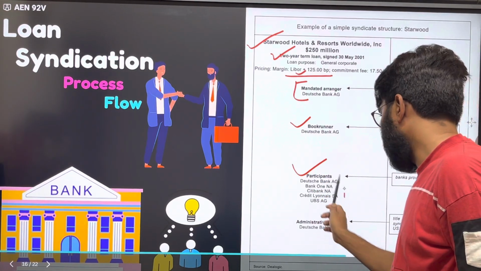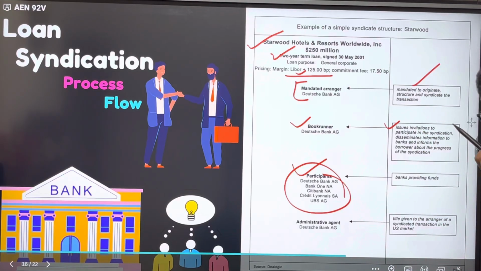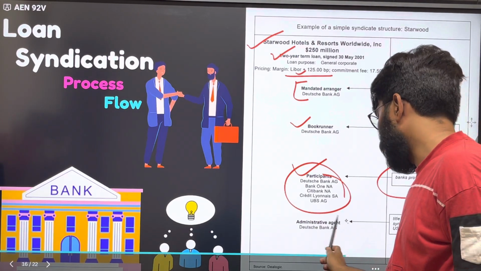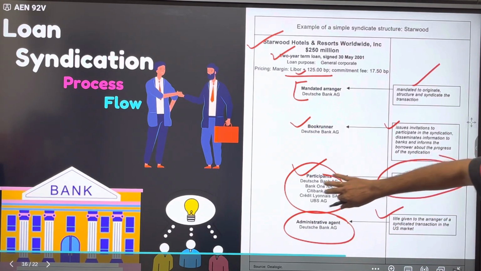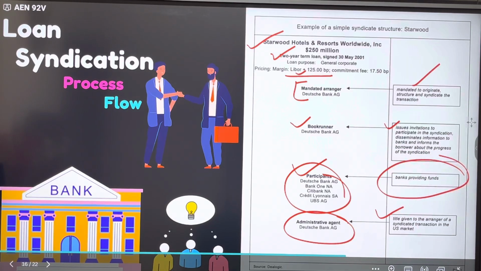Here, if you see exactly, the other participants like Credit Suisse, Citibank, Bank One, DB and UBS, they have participated in providing funding to the borrower. And then there would be an administrative agent as well who maintains the admin records, a title given to the arranger of a syndicated loan and transaction in the US market. So this is how a loan is executed in the loan syndication market.